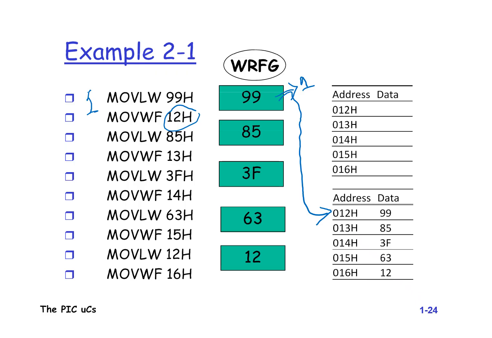So 99 is placed at this address. The sequence of instructions continues with each pair of instructions. After each pair of instructions, we are providing a new literal value, and that is moved to the file register with a different address. So we have provided in this example 5 different literal values: 99, 85, 3F, 63, and 12, and these values are sequentially moved from the working register to the file register to be used later in the program.